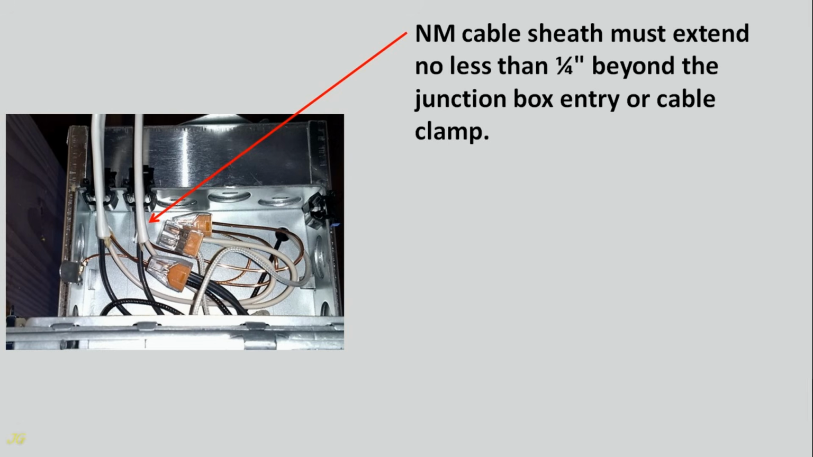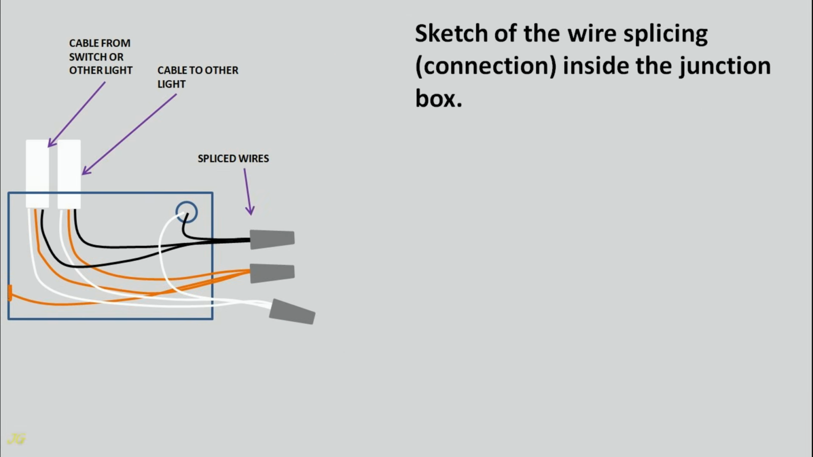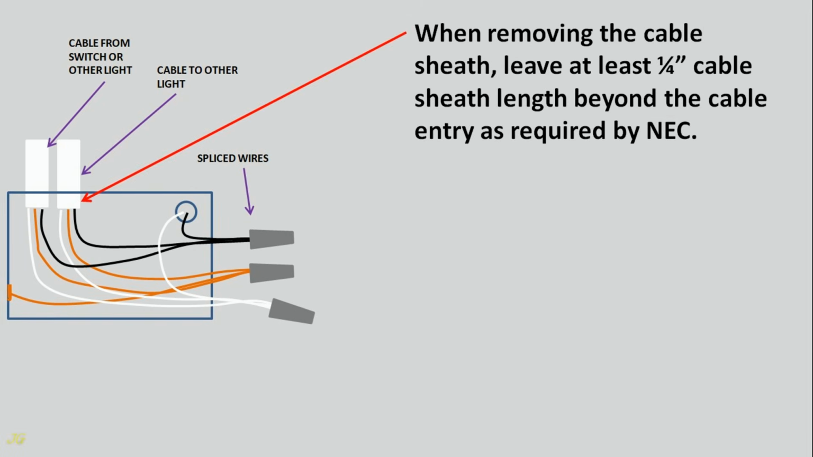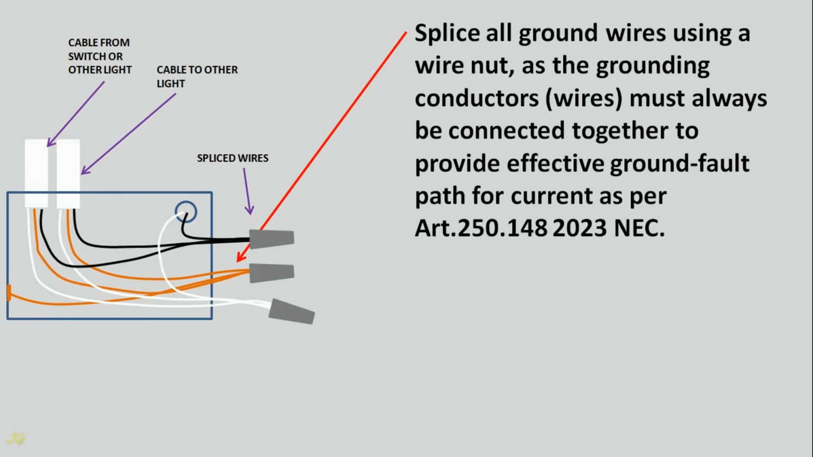NM cable sheath must extend no less than 1/4 inch beyond the junction box entry or cable clamp. Sketch of the wire splicing, connection, inside the junction box. When removing the cable sheath, leave at least 1/4 inch cable sheath length beyond the cable entry as required by NEC. Splice all ground wires using a wire nut, as the grounding conductors, wires, must always be connected together to provide an effective ground fault path for current as per Article 250.148 2023 NEC.